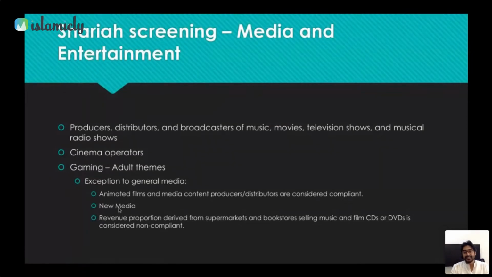Again, since music, movies, and such kinds of activities are considered non-permissible, when you're analyzing a supermarket or a retail store or a convenience store, you've got to also look at the revenue that they get from selling of these music and film CDs or DVDs. That proportion of revenue is also considered non-permissible.